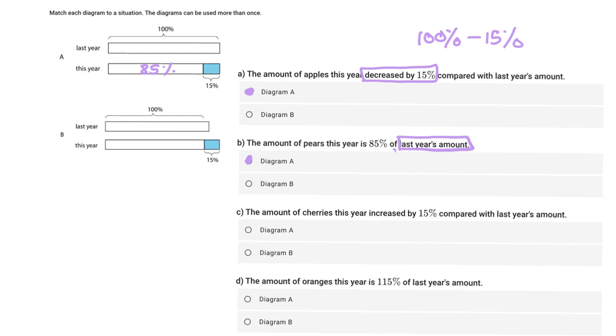Okay, the next one here, C. The amount of cherries this year increased by 15%. So we had 100% here, and then we're increasing it by 15%. So that is diagram B. And then the last one, it says the amount of oranges this year is 115% of last year's amount. Well, this is 115% of the original, so that would also be diagram B. The word of just means multiply. Increase or decrease, we have to add first. So just make sure we understand that distinction.